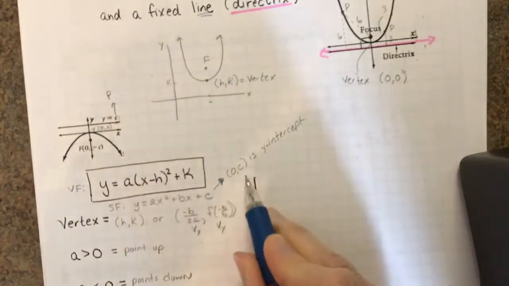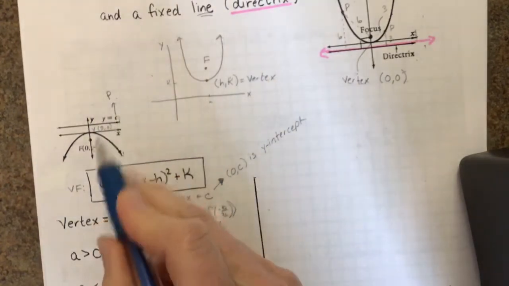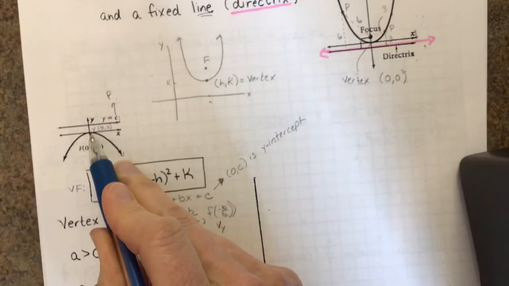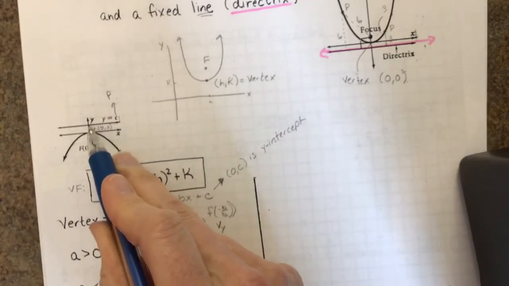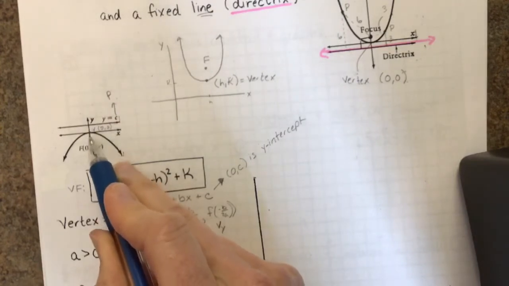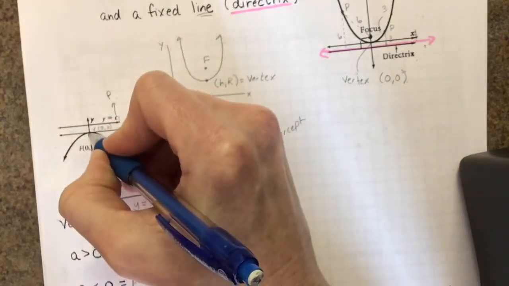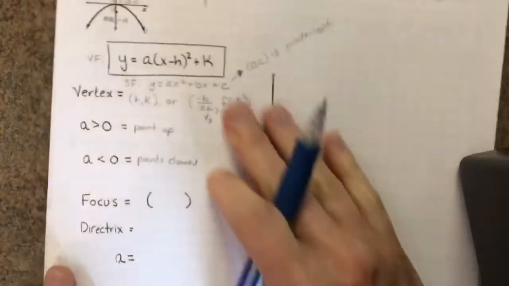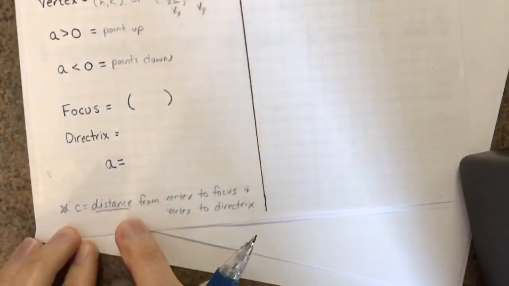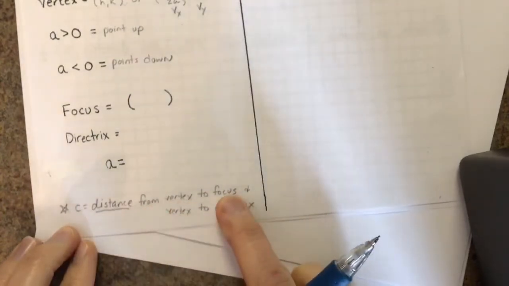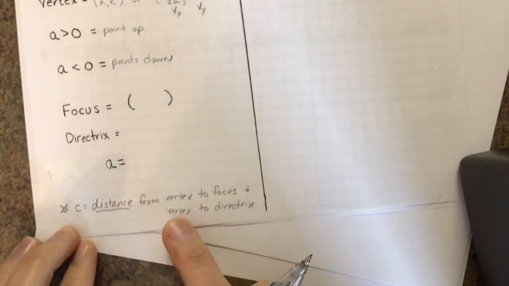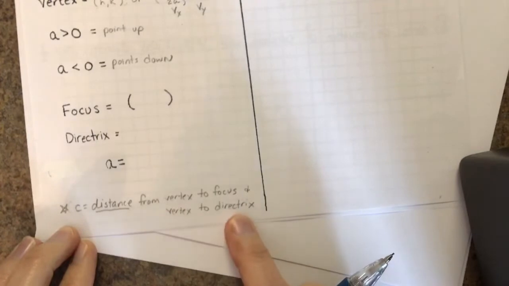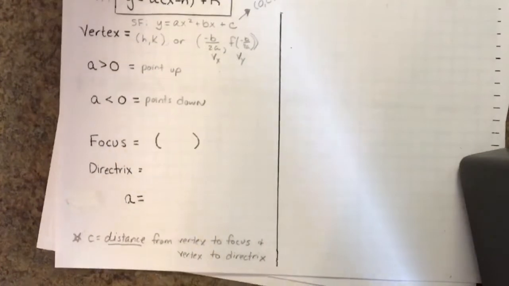C, not this C. This C is the distance from the vertex either to the directrix or the vertex to the focus. That'll be the same distance. So this distance happens to be 2. That distance is also 2. All right, so I'm going to write this down here. C is the distance from the vertex to the focus, and it's that same distance that's from the vertex to the directrix. Okay. C is associated with the focus and the directrix.